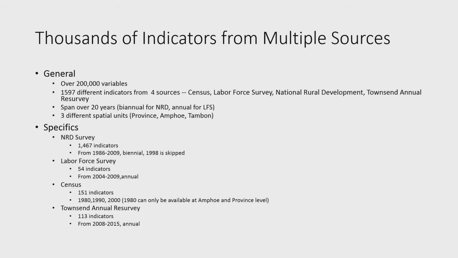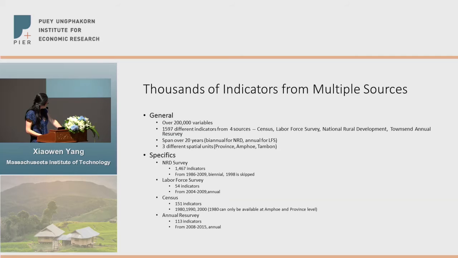And we have over 1,000 indicators from multiple sources. Right now, we have uploaded data from 4 sources: census, labor force survey, national NRD survey, and Tansan annual survey, which span over 20 years.